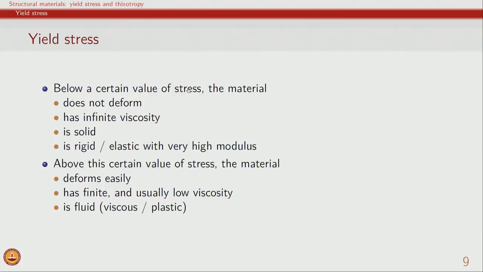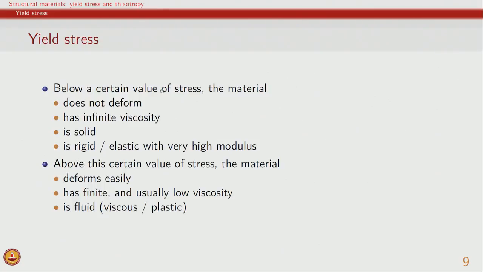So, below a certain value of stress, the material does not deform, has infinite viscosity, it is said to be solid, and basically either is very rigid, which means deformation is very small, or elastic with very high modulus. Just to remember that when we say a material is elastic, stress is proportional to strain. When we say a material is rigid, basically it does not deform at all. So, the limit of elasticity where modulus is infinite is what is meant by rigid. So, generally below the yield stress, we say basically that the material is solid, and therefore, it does not deform or it has infinite viscosity.